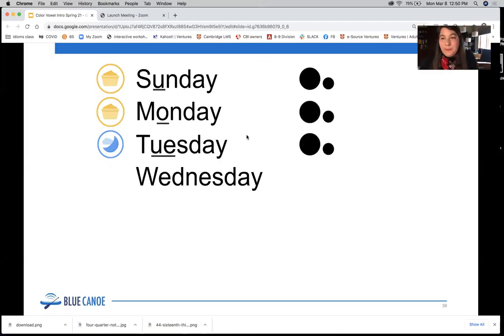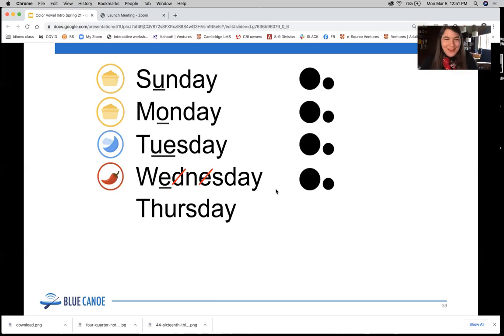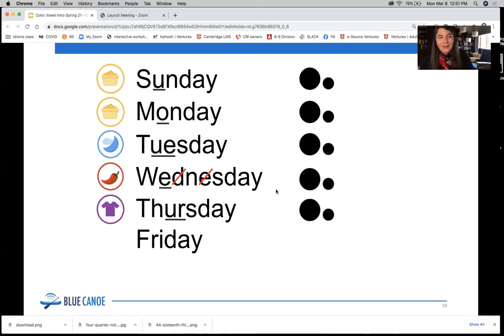How about this word? Is it the same or slightly different? Is it longer? It looks longer. We've got red pepper. Be careful. Watch carefully. Wednesday. The D and the E here are silent. It's Wednesday. Red pepper Wednesday. Are you surprised? How about this one? Thursday. Purple shirt Thursday.